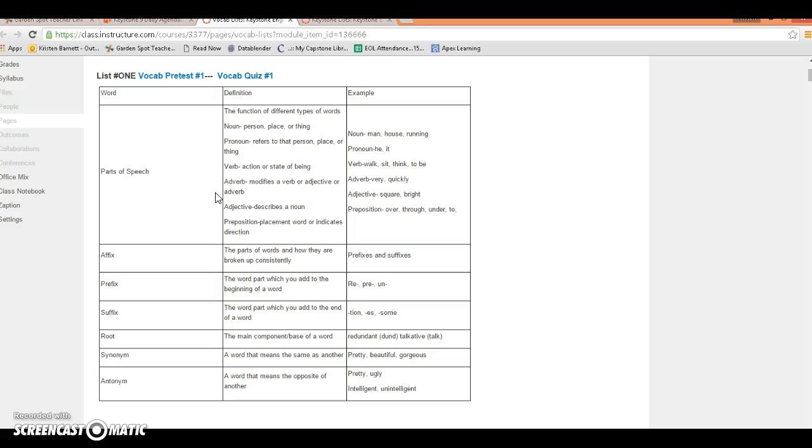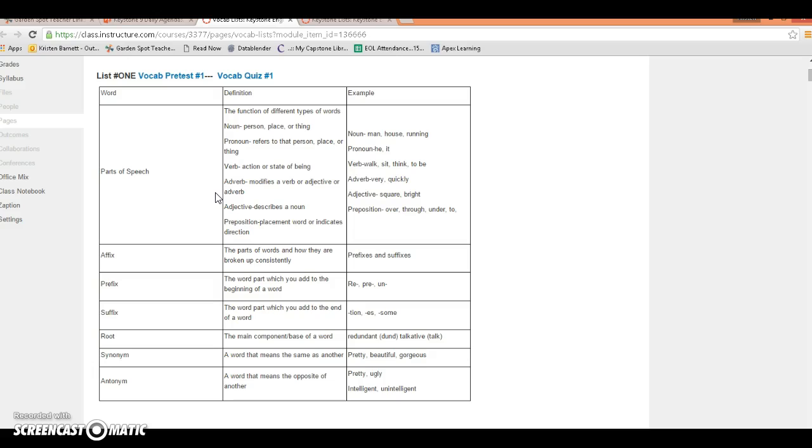An adverb modifies a verb or adjective or adverb, so it changes or alters a describing word, such as very, like I ran very fast, or quickly, I quickly sat down. Versus an adjective describes just nouns. Adjectives only describe nouns, such as the square desk, the bright sun, square and bright.